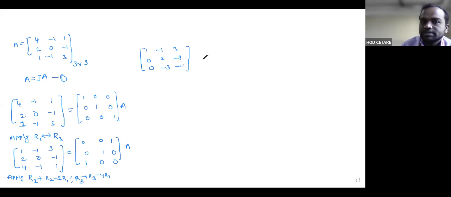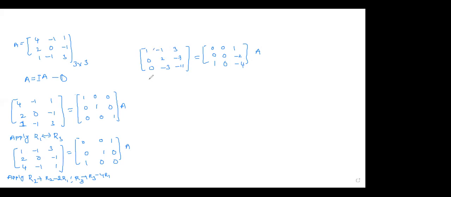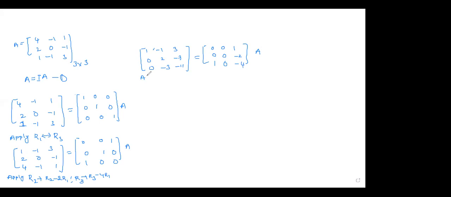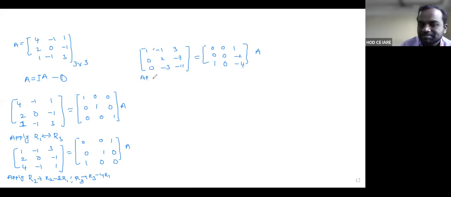The first row we do not change: 0 0 1. Next 0 1 minus 2, and R3 minus 4R1 gives 1 0 minus 4, into capital A. Now we apply this to these two entries, to convert them into zeros. Student: Sir, won't R3 give plus 3 minus 11?